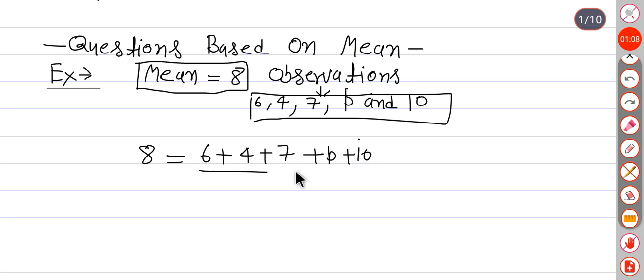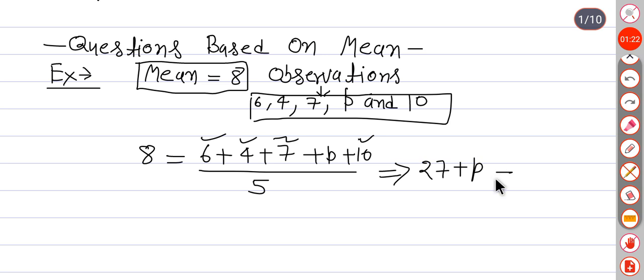And you can see that the number of observations is 5. So you can also write here 27 plus P, because if you add 6, 4, 7 and 10, that would be 27, and here 40. So the value of P would be 30.